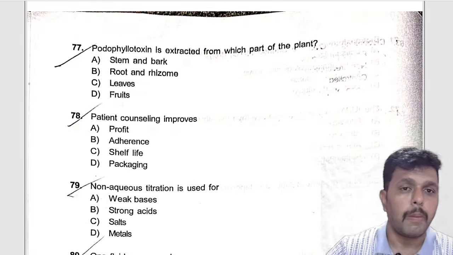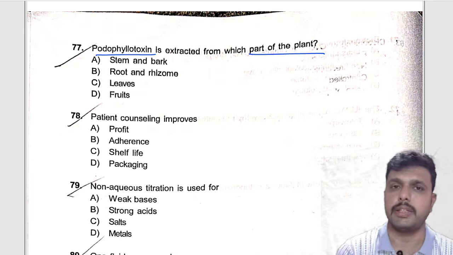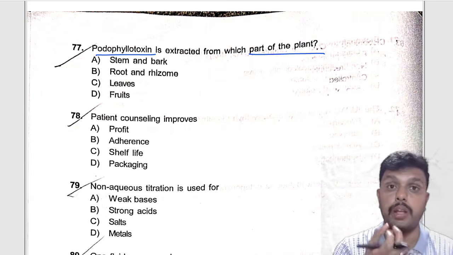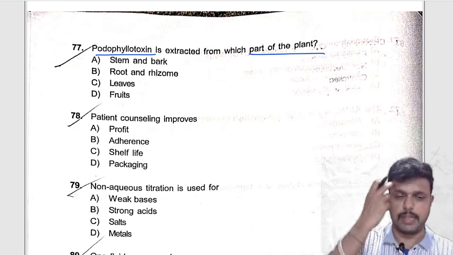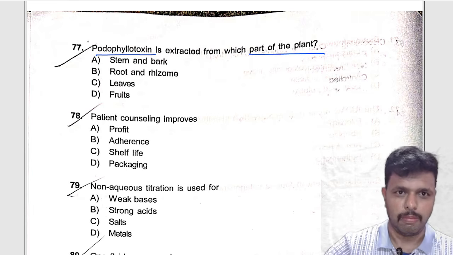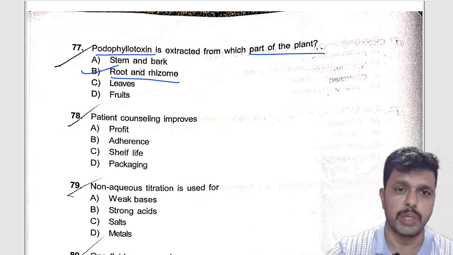Next, podophyllotoxin is extracted from which part of the plant? Podophyllotoxin is also a glycoside. Especially we obtain one major compound from this drug, that is etoposide, which is used as an anti-cancer drug. Podophyllotoxin is extracted from root and rhizome. Option B is the right answer.